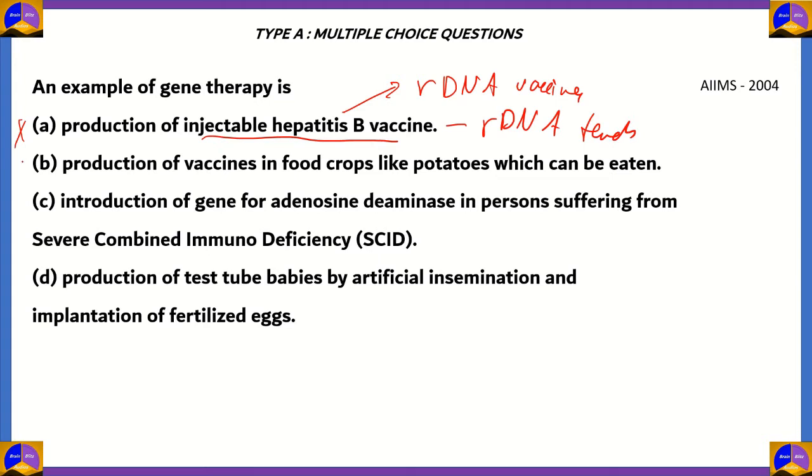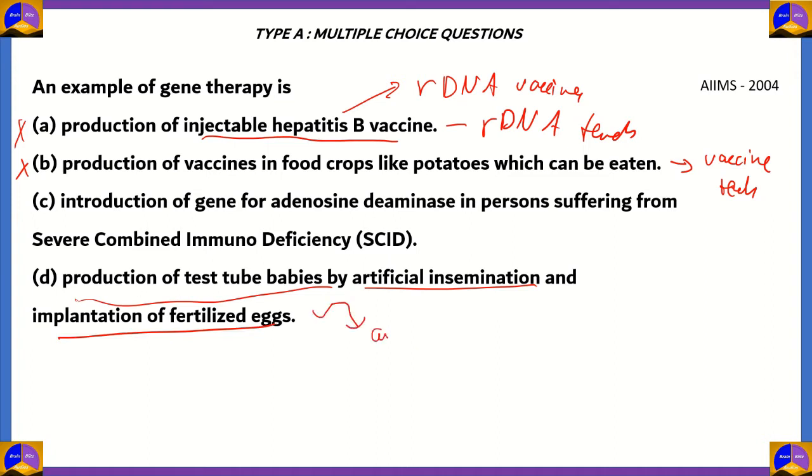If you look at option B, production of vaccines in fruit crops like potatoes, this is an example of vaccine technology. So option B is also incorrect. If you look at option D, production of test tube babies by artificial insemination and implantation of fertilized eggs, this is an instance of using assisted reproductive technologies. So therefore, option D is incorrect here.